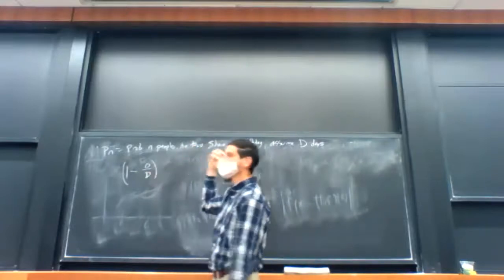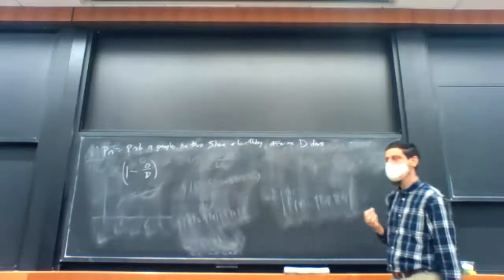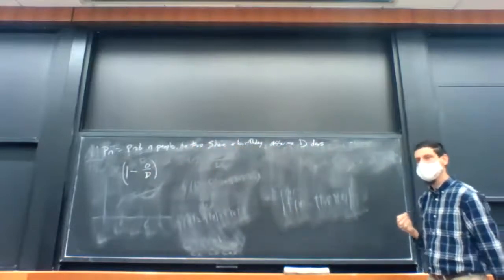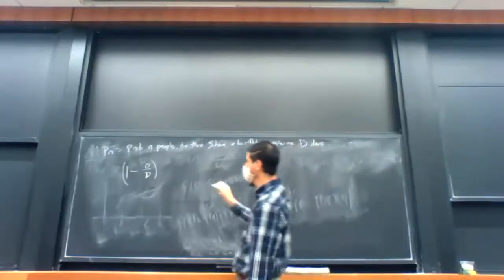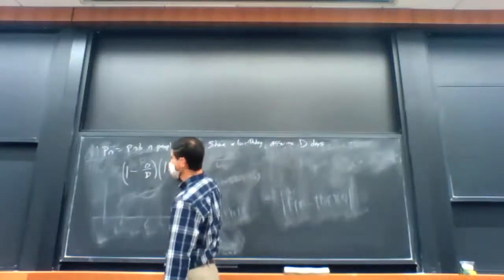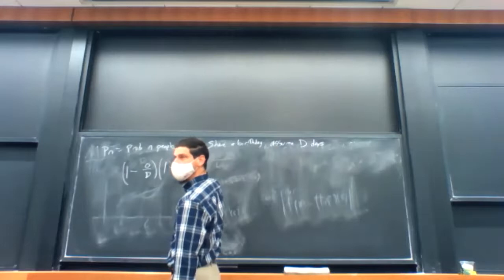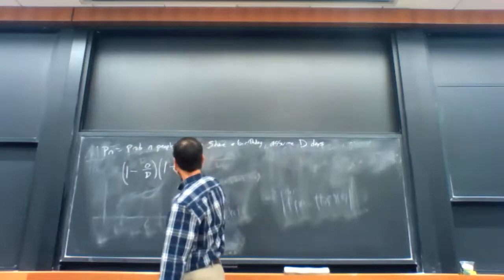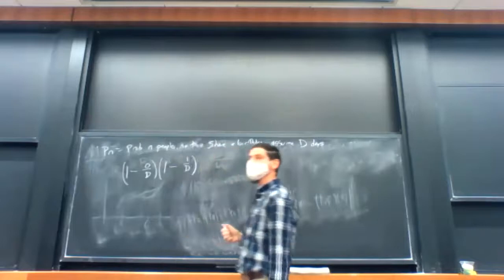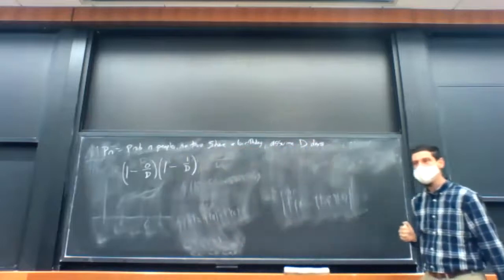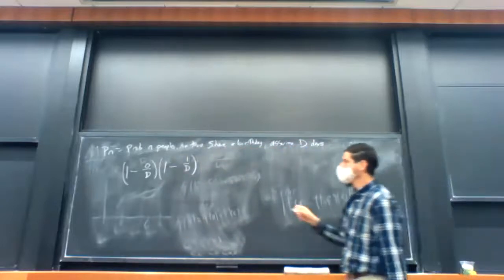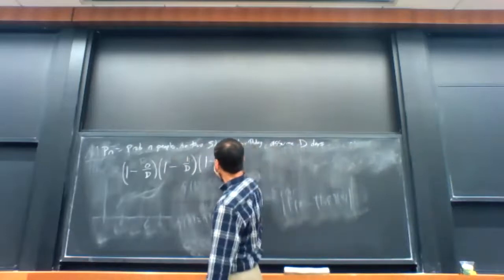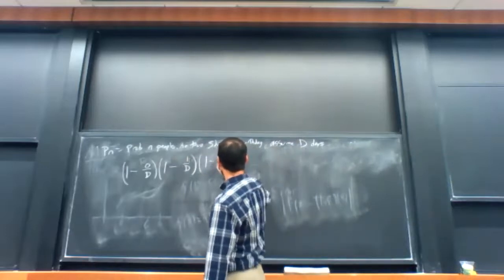So the first person, I didn't have to worry about any days. The second person, how many days do I have to worry about? 1. So it would be 1 minus 1 over D. And now the next person walks in. How many days must they avoid? 2. So it would be 1 minus 2 over D.